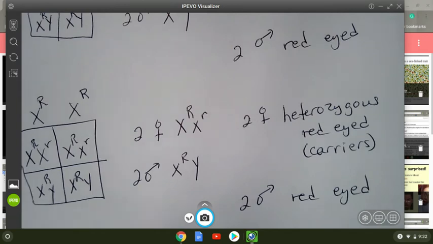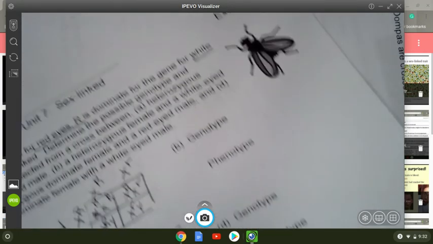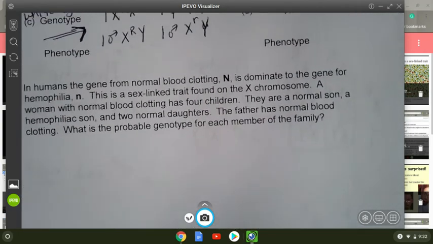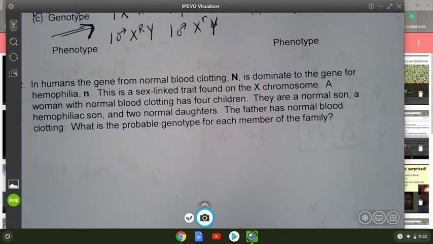Okay, so then we're going to go to question 2. Question 2 says that in humans, the gene for normal blood clotting is big N. It's dominant to the gene for hemophilia, which is little n. This is a sex-linked trait found on the X chromosome. A woman with normal blood clotting has 4 children. They have a normal son, a hemophilic son, and 2 normal daughters. The father was normal blood clotting. What is the probable genotype for each member of the family?